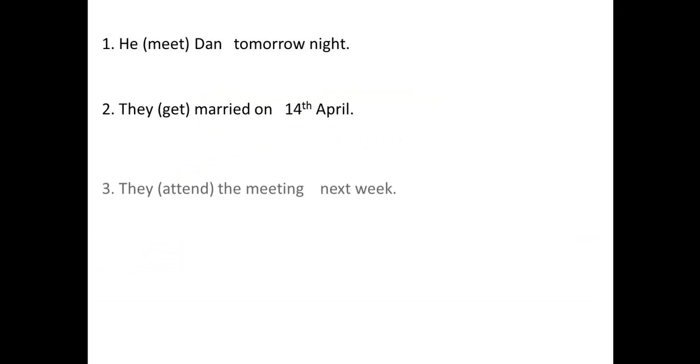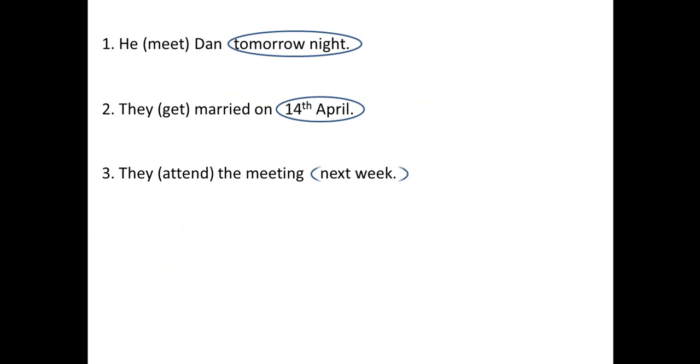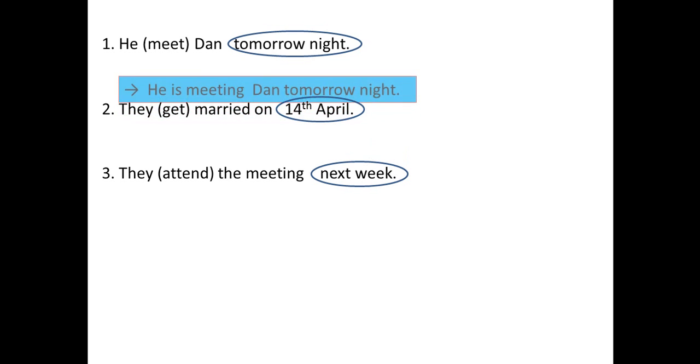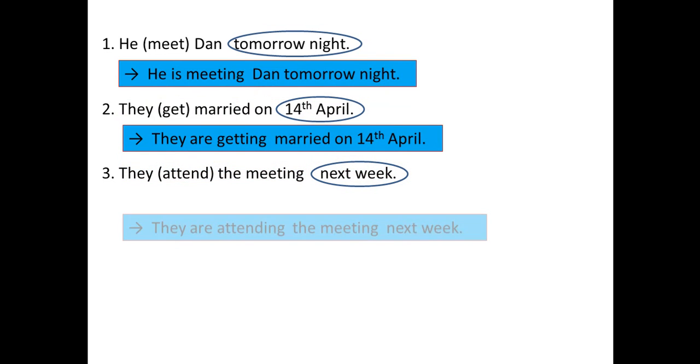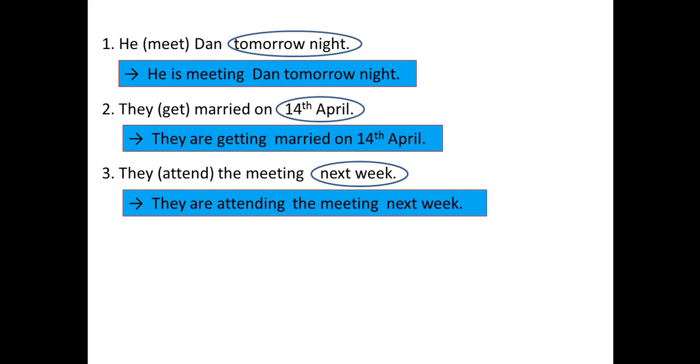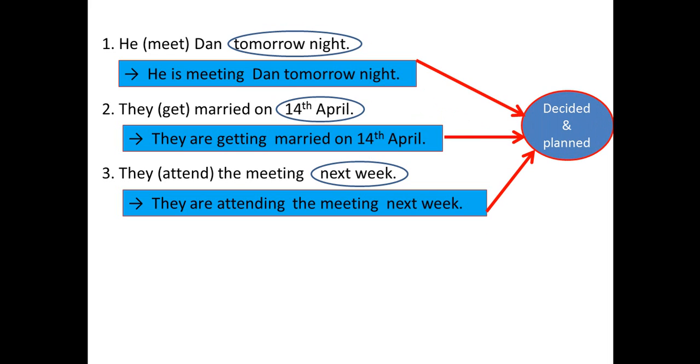There are some more examples, and these words will misguide you because you will definitely say that the sentences must be written in future tense, but these are not written as you are thinking, rather they are written in the way: he is meeting Jan tomorrow night, they are getting married on 14th April, they are attending the meeting next week. It means the tenses are present continuous. Okay, why? Because the sentences are focusing on decision and planning.